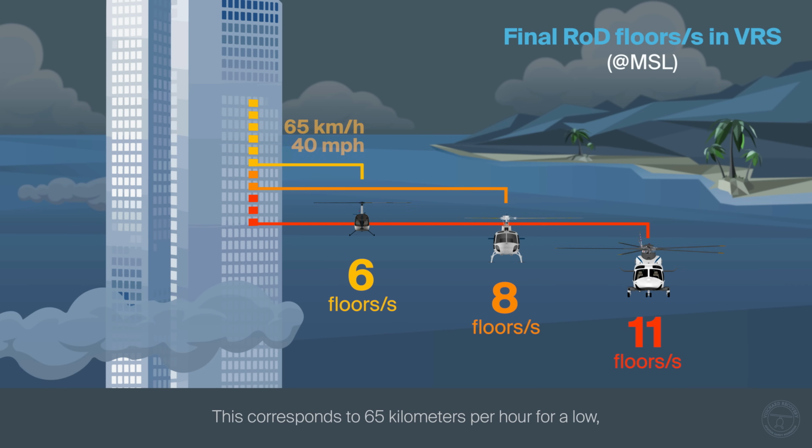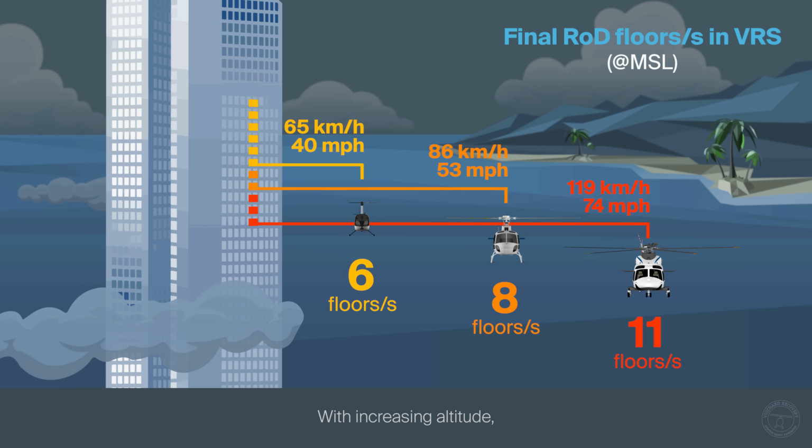This corresponds to 65 kilometers per hour for a low, 86 kilometers per hour for a medium, and 119 kilometers per hour for a high disk load. Be aware that, without applying a vortex recovery technique, you will hit the planet at these speeds.